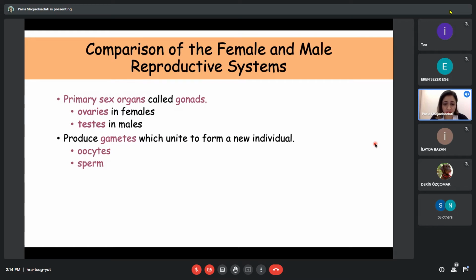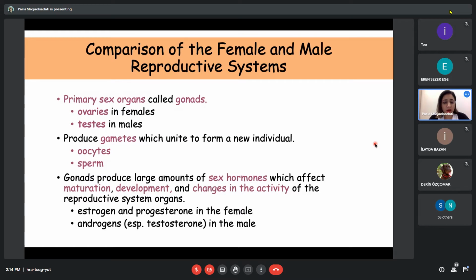Ovaries secrete estrogen and progesterone in the female, and testis secretes androgens in the male. Both of these sexual hormones affect the maturation, development, and activity of the reproductive system organs.